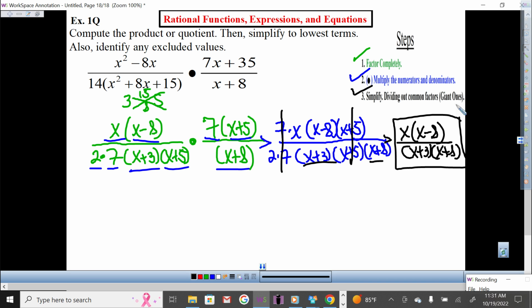Yes? Oh, I forgot the 2 at the denominator. Thank you. I did that on purpose to see if you were paying attention. The 2. All right.